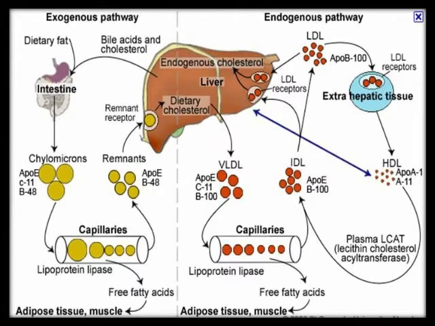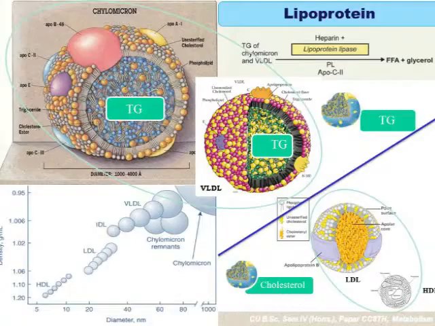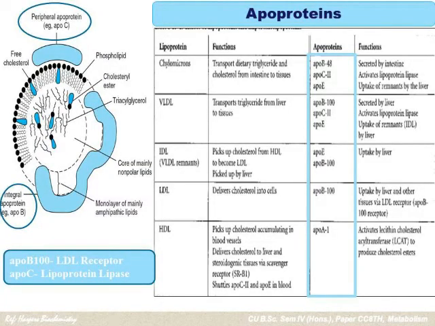VLDL from the liver transports dietary lipids as well as endogenously synthesized lipids, mainly triacylglycerol, to muscle, adipose tissue, kidney and other tissues, and forms LDL. This transport is called endogenous lipoprotein transport. LDL is mainly rich in cholesterol and transports mainly cholesterol to extrahepatic tissues and macrophages. HDL helps in reverse cholesterol transport, which we have discussed earlier.